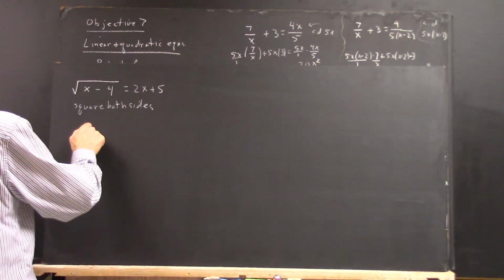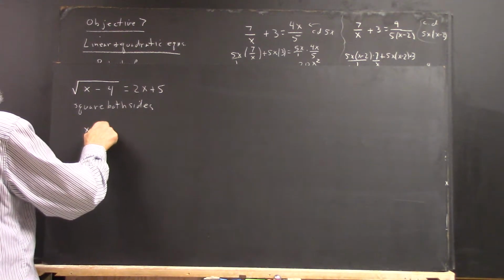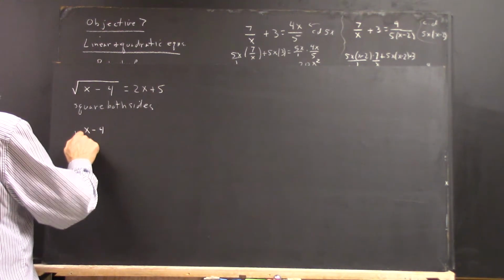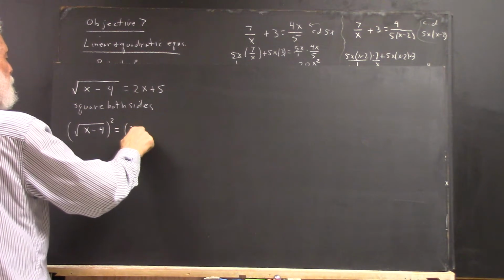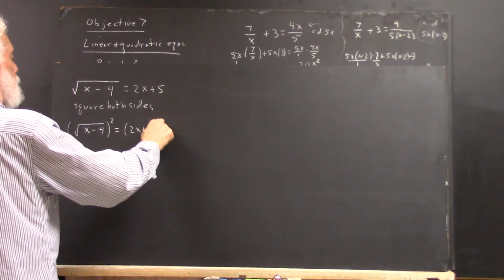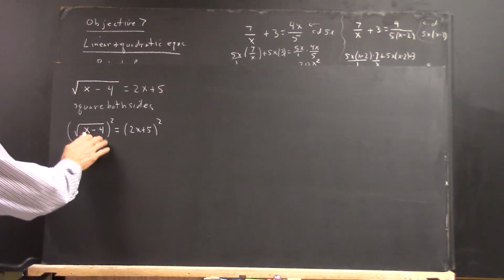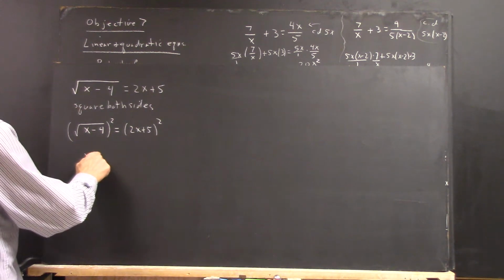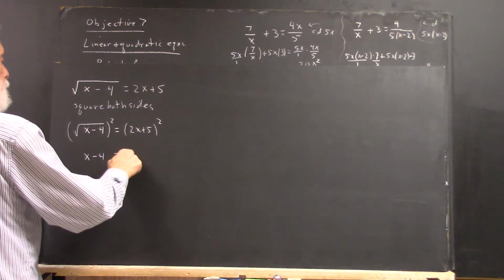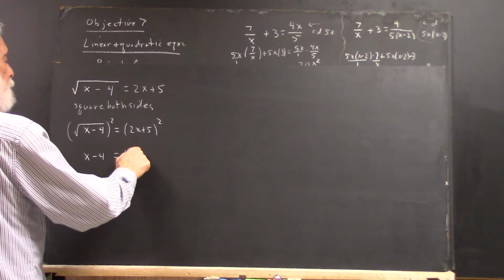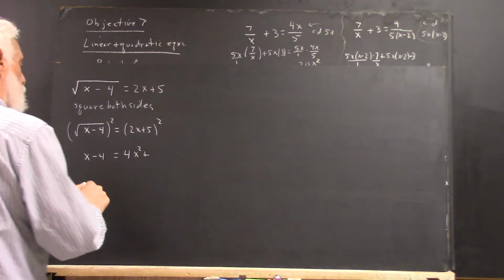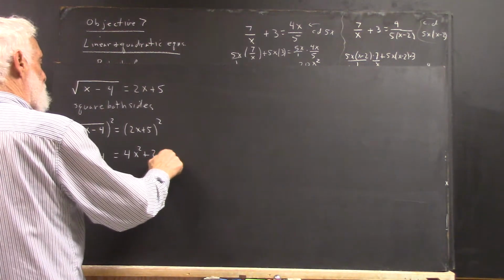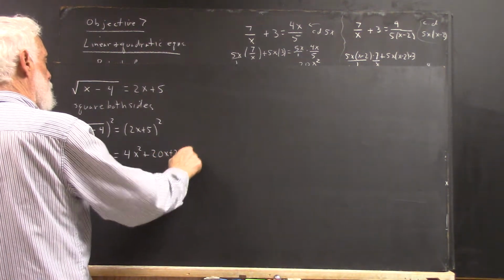And we get x minus 4. But I'm going to write it out exclusively. Square root of x minus 4 squared equals quantity 2x plus 5 quantity squared. Okay, so if we square this, we get x minus 4. And now this equals 4x squared plus 20x plus 25.